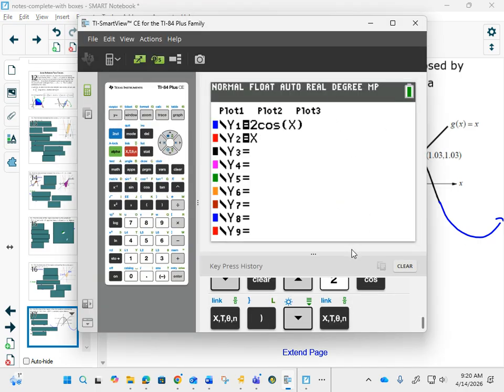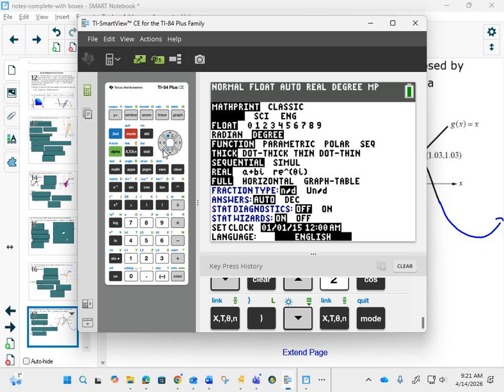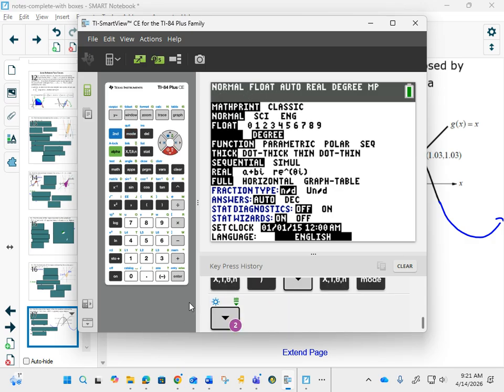Anybody see an issue? I'm in degrees. Everything you do in calculus, derivatives only work in radians. Well, they work in degrees, but you have to do a chain rule and do a horizontal stretch compression, which you do not want to do in order for them to work in degrees. So make sure that your mode is in radians.